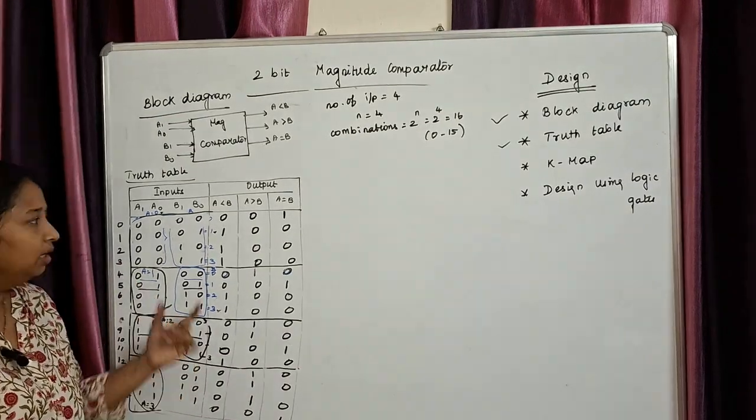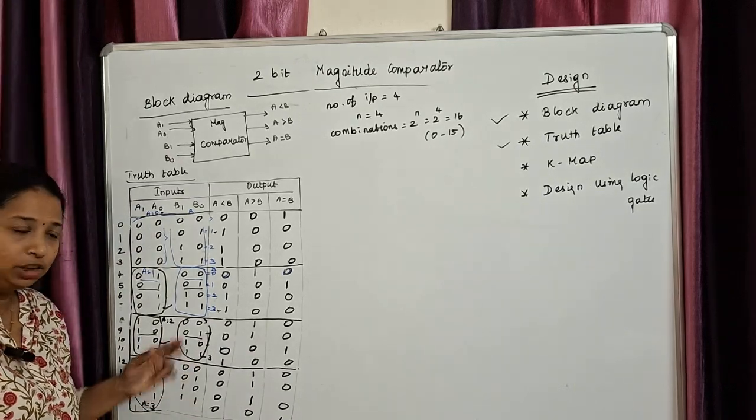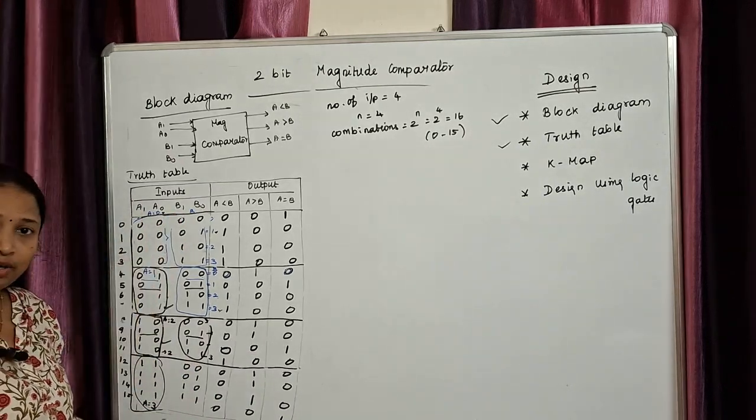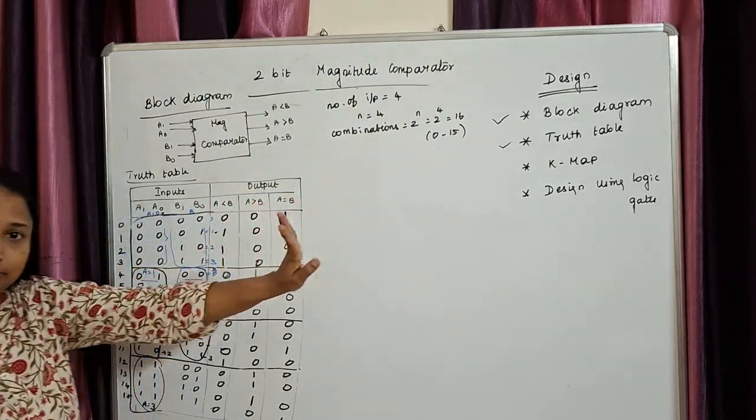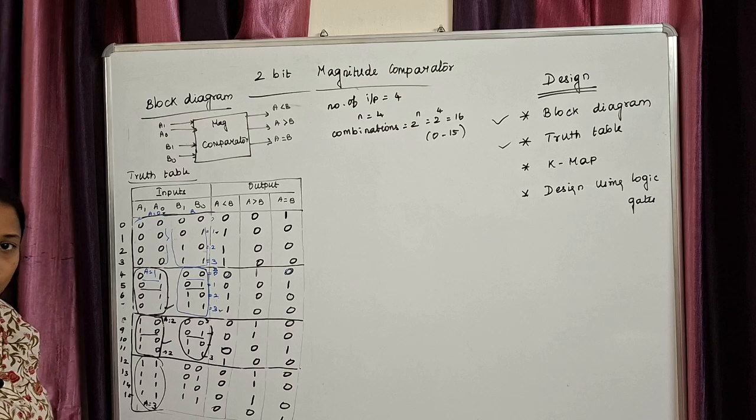It is very simple. Just give the input combinations. How many combinations? Based on the number of bits, you will find out how many combinations you will be requiring. For 4 bits, you will be having 16 combinations. That is from 0 to 15. So, you will write all the 16 combinations here.